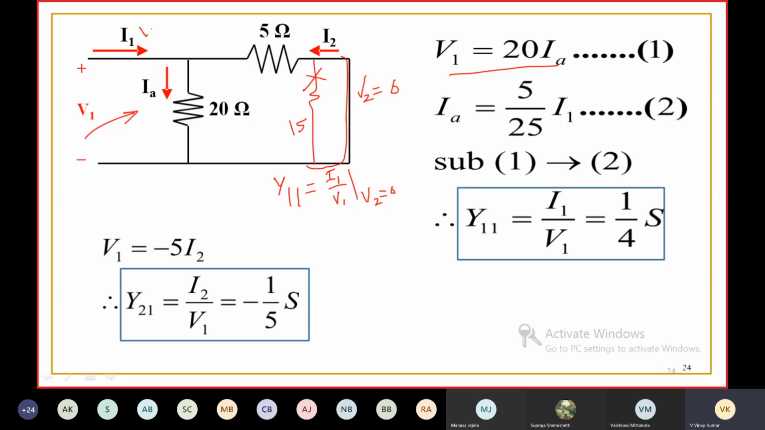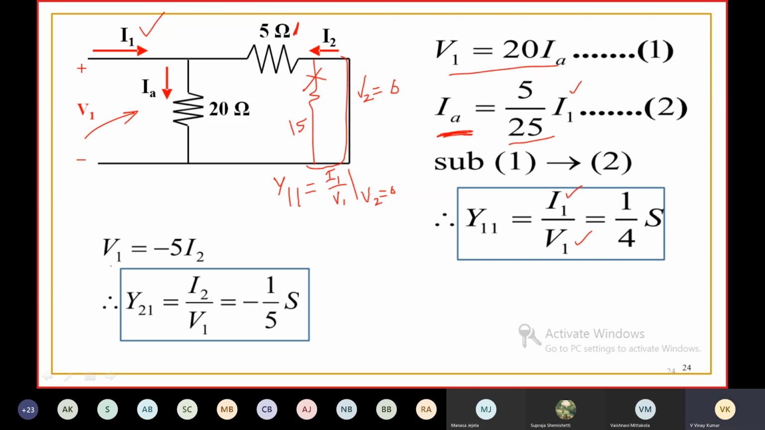I1 is the total current. IA is the current flowing through this. So the current flowing through the 20 ohm resistor is equal to total current into opposite resistance, which is 5 ohm, by total resistance, which means 20 plus 5. Then you are going to get IA. Put this IA in this, then you are going to get the ratio of I1 to V1, that is equal to 1 by 4 Siemens or mho. Unit of admittance is mho or Siemens.